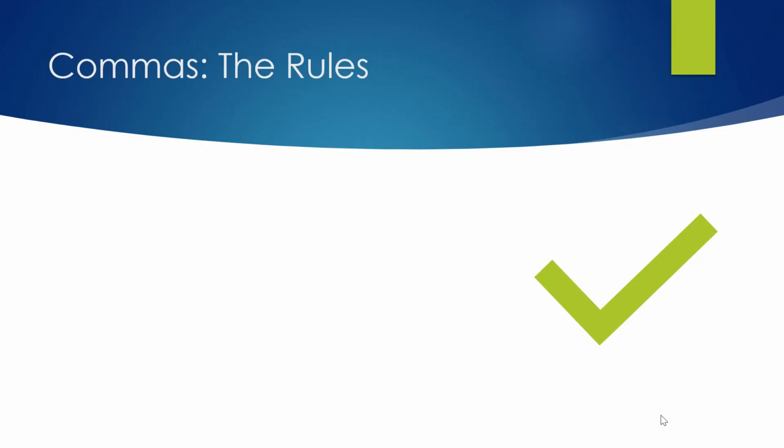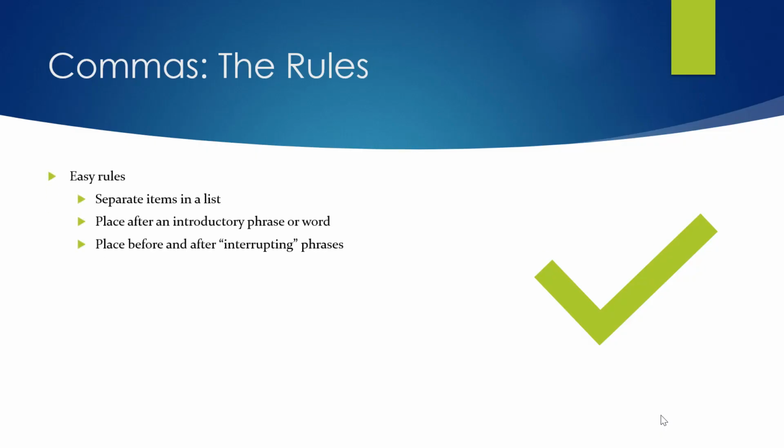Now we'll move on to the rules. I like to start with the three easy ones. Separate items in a list, place after an introductory phrase or word, and place before and after interrupting phrases. So let's take a look at some examples that use these three rules.